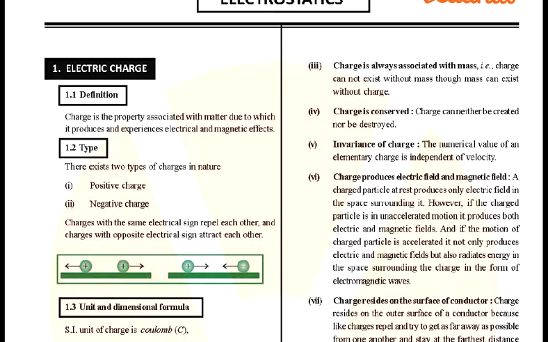Now let's start. What is electric charge? Charge is the property associated with matter due to which it produces and experiences electric and magnetic effect. It is the definition of charge.